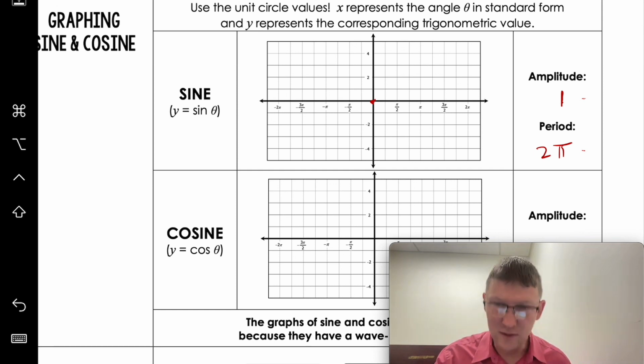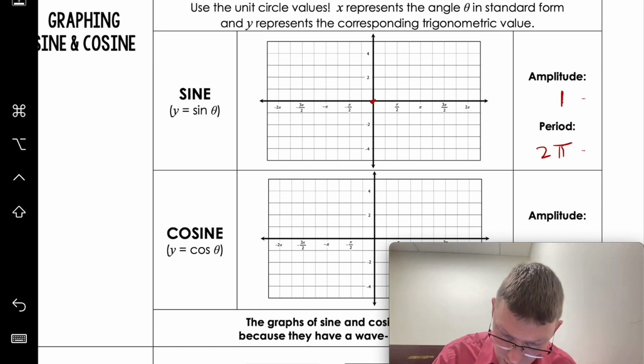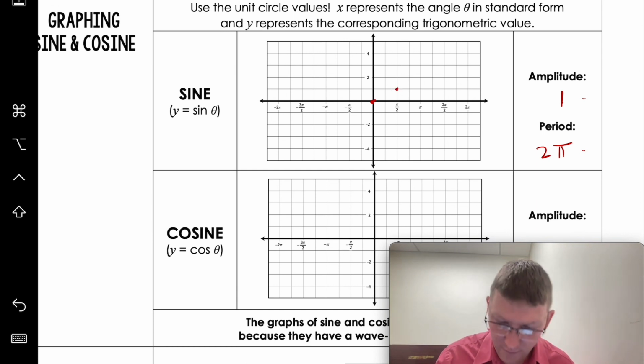It's best to find the main features of the graph and then connect the dots. Our amplitude is 1, so at pi over 2, our graph is going to be up at 1. Then it's going to come back down at pi. And then at 3 pi over 2. So you can start to see this wave feature.